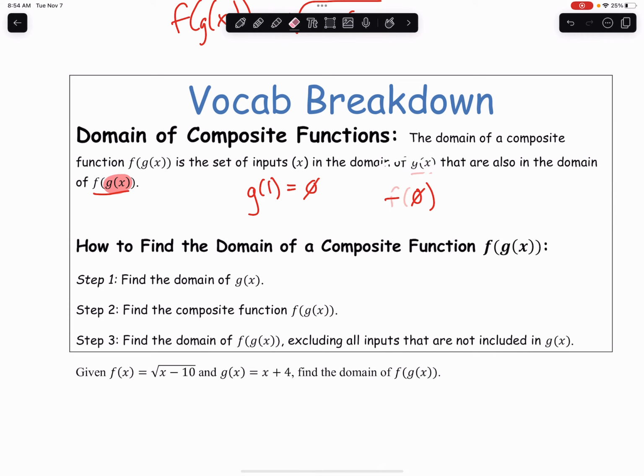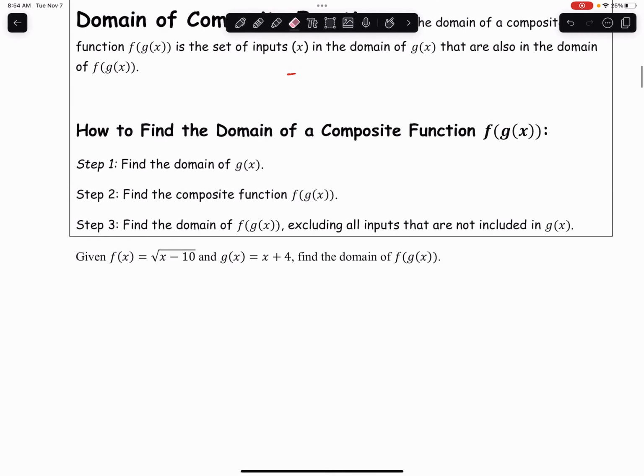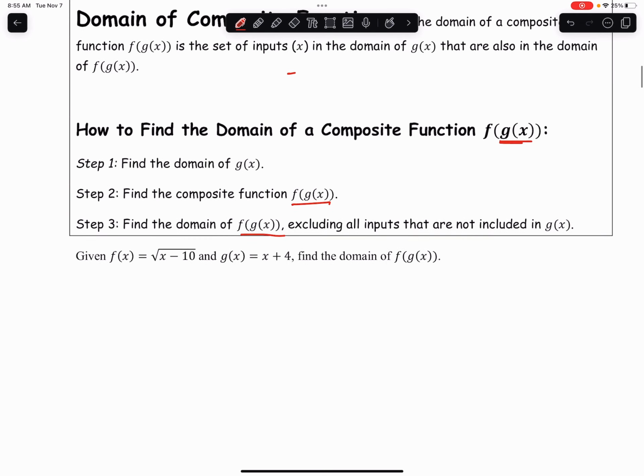So here is a little steps on how to find the domain of a composite function. If it's f of g of x, you first find the domain of what we're plugging into f, and then you gotta find the composite function, and then you find the domain of the composite function. So we'll go over those for the next one.